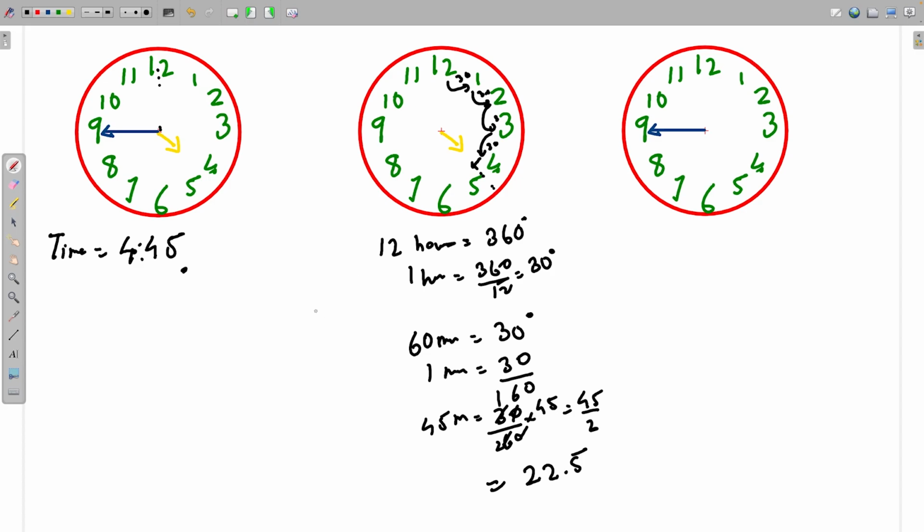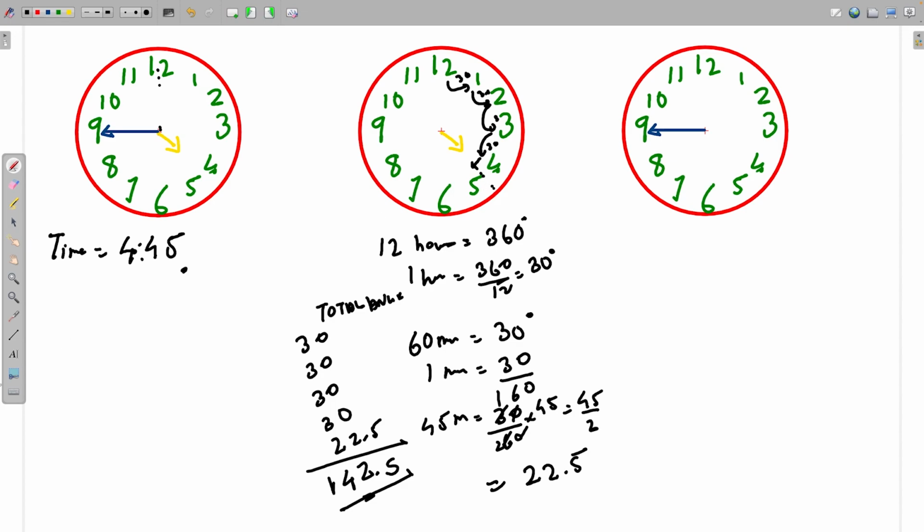Now the total angle covered by the hour hand is nothing but we have 30, 30, 30, and 30, and finally we have this extra amount, which is 22.5. Adding these up, 9 threes are 12, 9 plus 3 is 12, 12 plus 2 is 14, so we get 142.5. So this is the total angle covered by the hour hand.